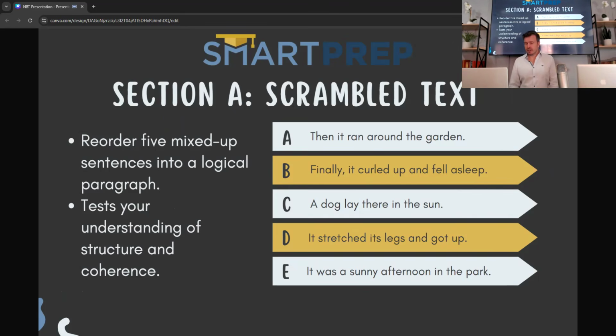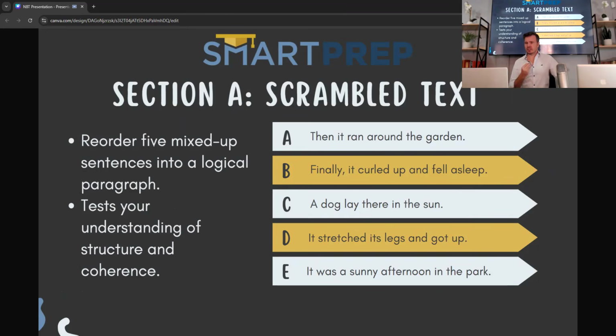Okay, so this is a very simple example here, just to show you what's coming. Although in the next video, I'm going to go through the actual scrambled text examples, and they're going to be much trickier. But this one, nice and quick, says: A, then it ran around the garden; B, finally it curled up and fell asleep; C, a dog lay there in the sun; D, it stretched its legs and got up; E, it was a sunny afternoon in the park.